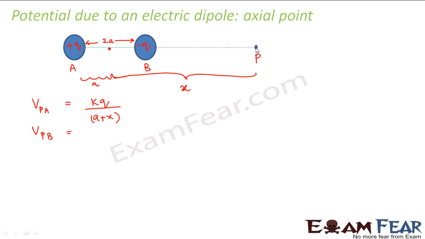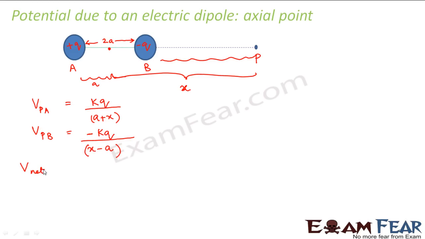Now similarly, what will be the potential at point P due to B? That will be KQ divided by, but here it would be minus Q, divided by this distance. So what is this distance? It is nothing but x minus a. From x you subtract this much distance. So this would be x minus a.